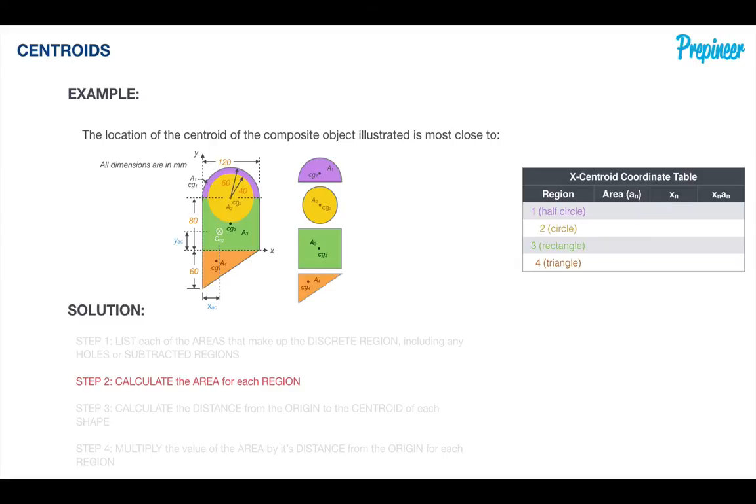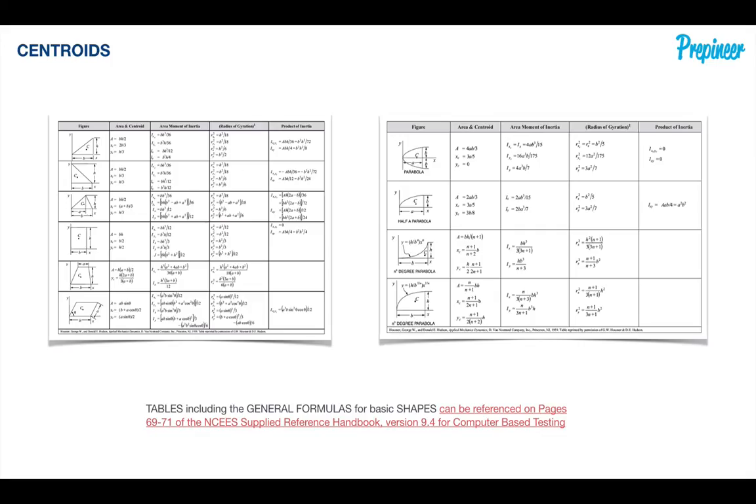Now, step 2 of this process requires that we calculate the area for each of our regions. Again, if we grab our NCEES reference handbook and flip back to pages 69 through 71, we're going to find a number of shapes and formulas given to us, where the first column shows us the shape, whether it's a triangle, rectangle, or whatever it may be, and the second column gives us the general formulas to determine the area and the centroid of that shape. However, I'm going to tell you right now that not every geometric shape is defined for us, as we will see first thing in this problem.